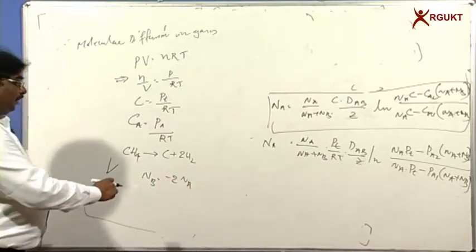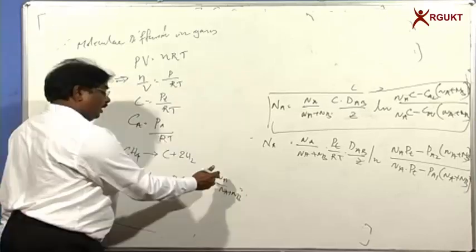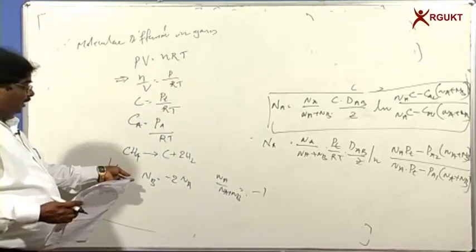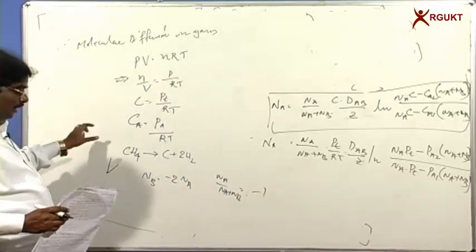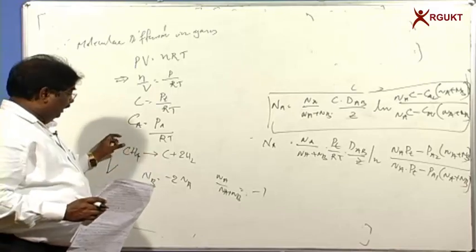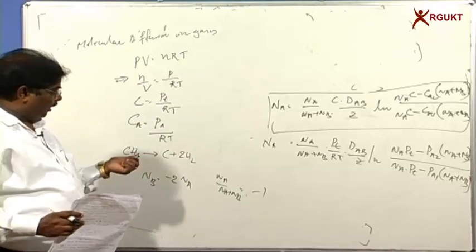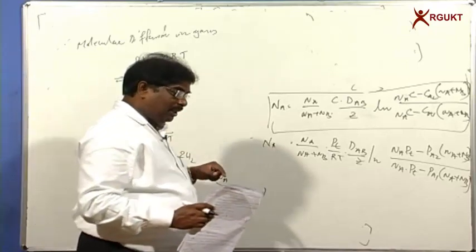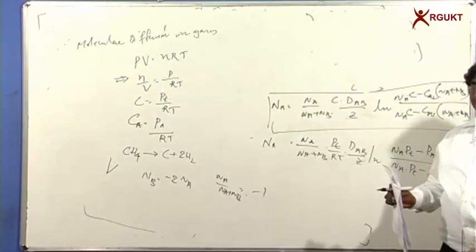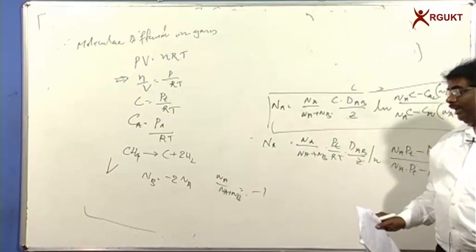So now that means Na by Na plus Nb is equal to -1. This is one way one can establish the relationship between Na and Nb when a chemical reaction is taking place, by knowing the stoichiometric equation. When you are working with physical processes like a distillation column, by knowing about the enthalpy balances, one can estimate the relationship between Nb and Na.